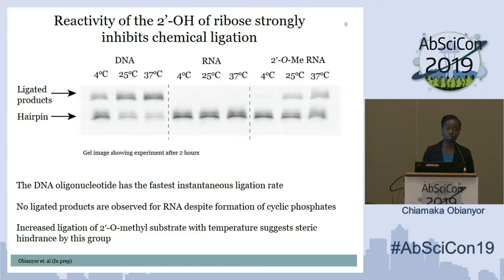It's also interesting to note that at low temperatures, so at 4 degrees Celsius, you don't see much of any products forming, and we think that this is because at this low temperature, the 2' O-methyl has a steric hindrance that is preventing this ligation from going on, and by heating up the temperature, you can reduce the effect of the conformation.